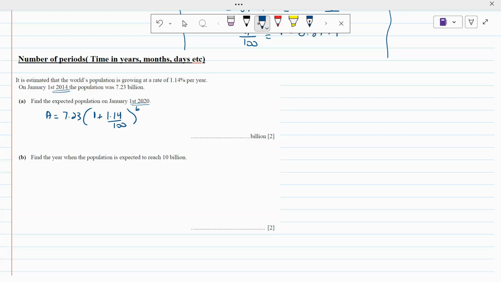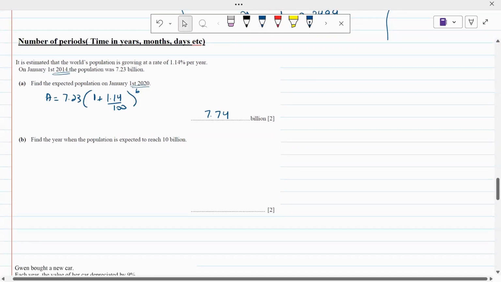7.738. Can anyone else please confirm? To three significant figures, it would become, yes, 7.74. Okay, so that was part A of the question, which was simply about finding the increased value.